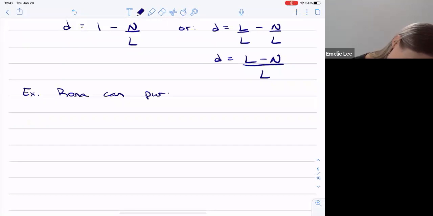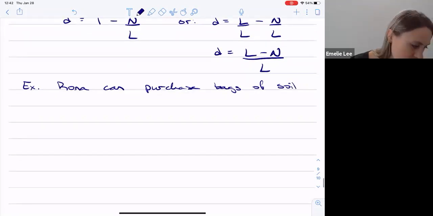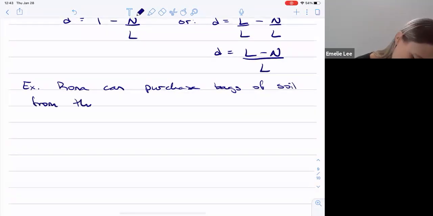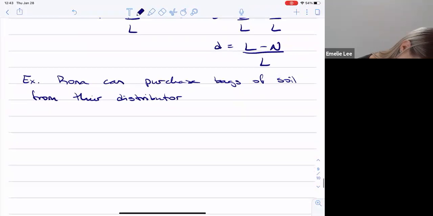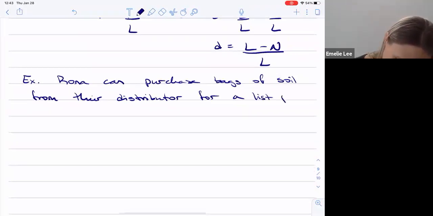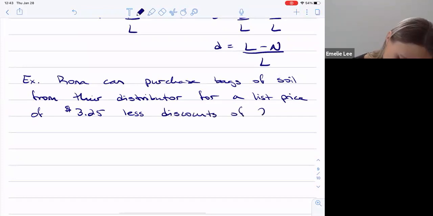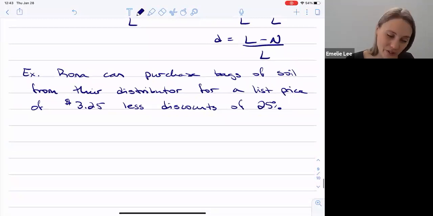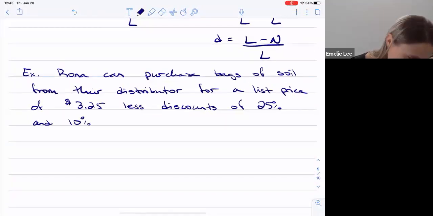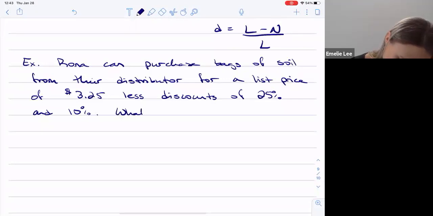So Rona can purchase bags of soil from their distributor for a list price of $3.25 less discounts of 25% and 10%. What is the net price?